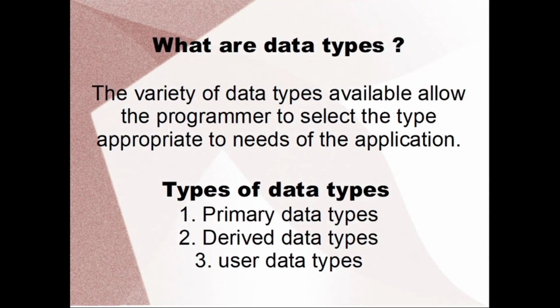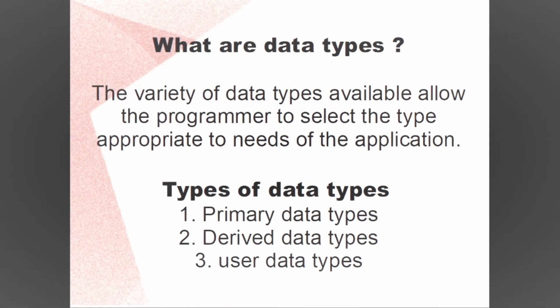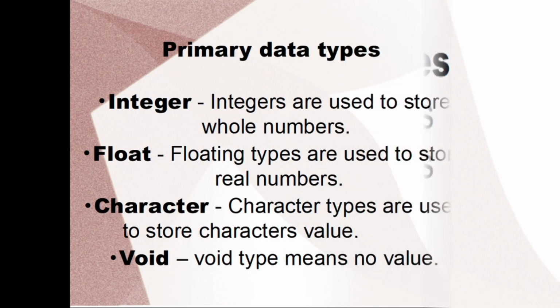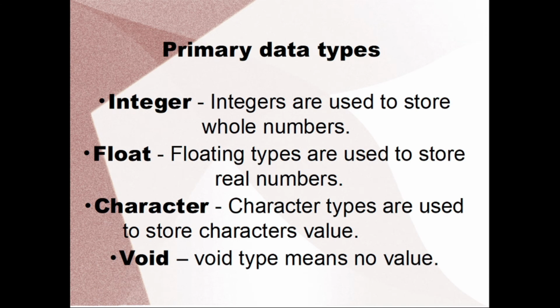What are data types? The variety of data types available allows the programmer to select the type appropriate to the needs of the application. Types of data types: primary data types, derived data types, user defined data types. Primary data types. There are four fundamental data types in C, namely integer, float, character, void.